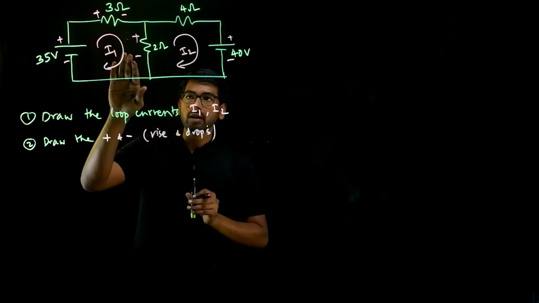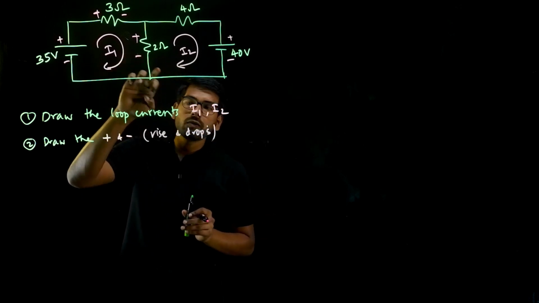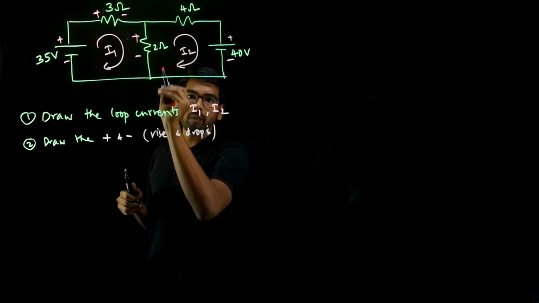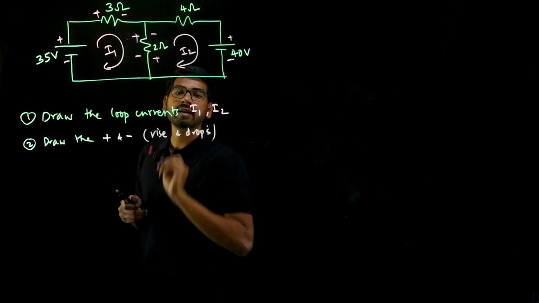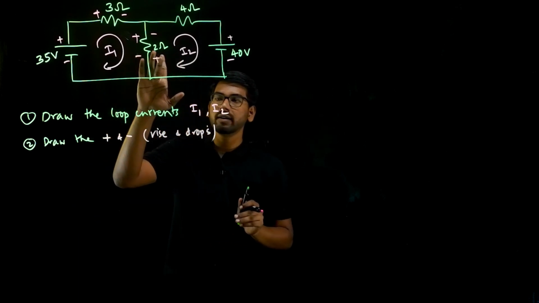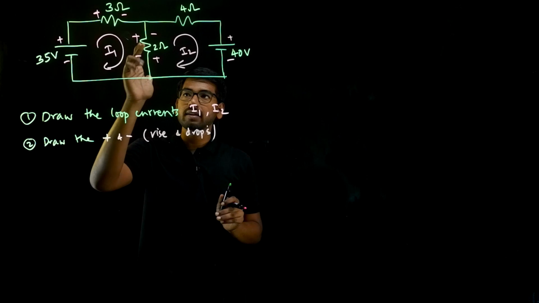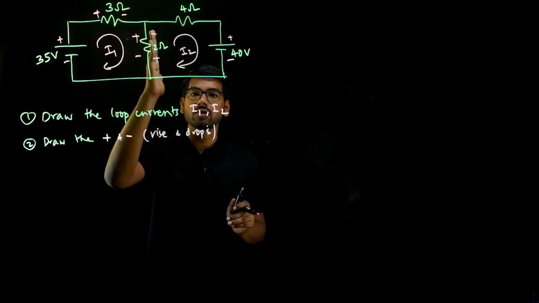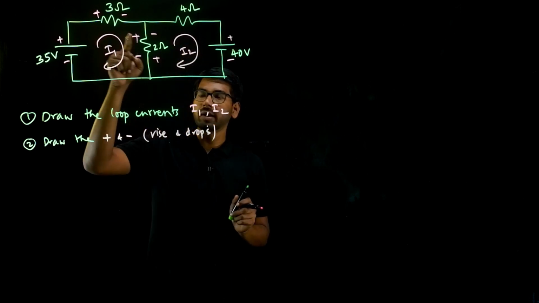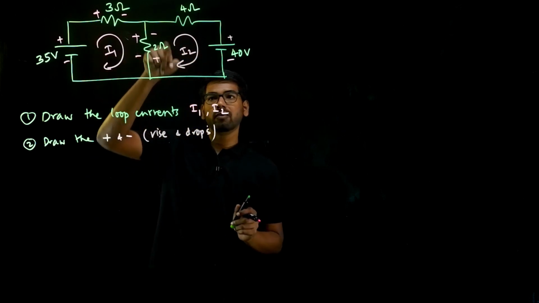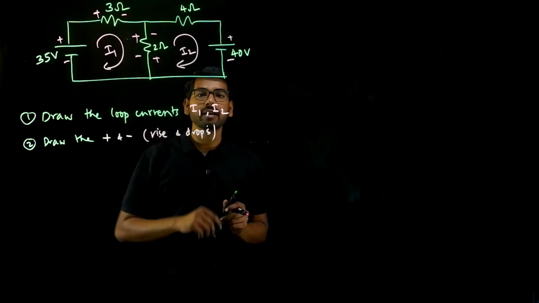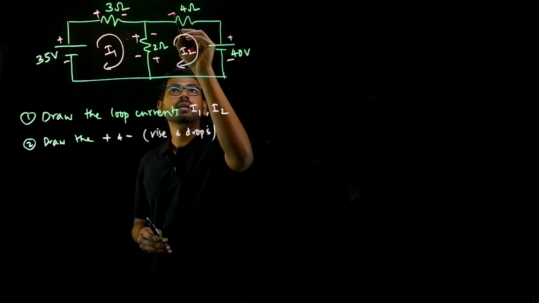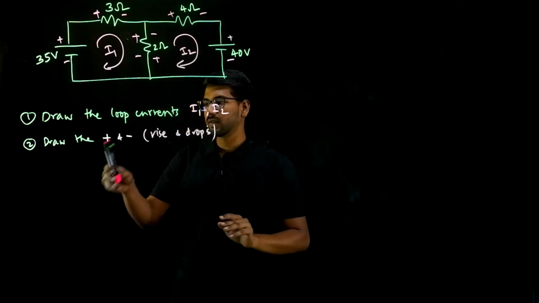The current I2 is also flowing through 2 ohms and it is flowing in the opposite direction, from bottom to top. So that will be plus here and minus there. There are 2 voltage signs for the resistor which is common to both loops, because loop current 1 is flowing like this and loop current 2 is flowing like this. So plus minus, minus plus. In case of 4 ohm, the current I2 is flowing from left to right, so that is plus to minus. So this is the second step.